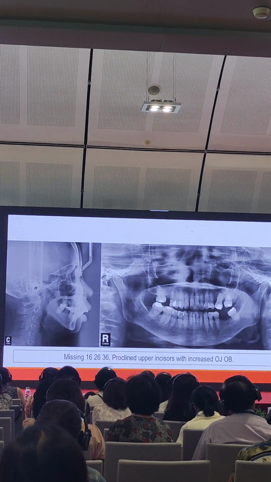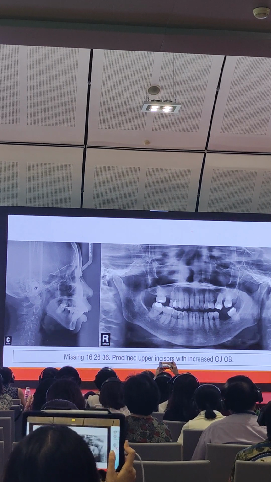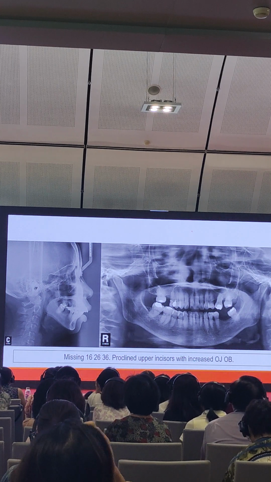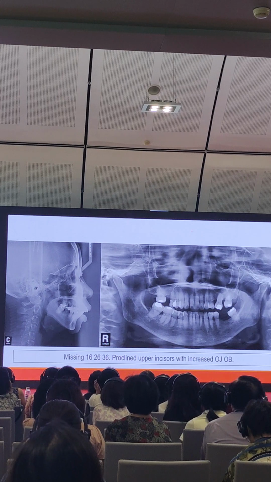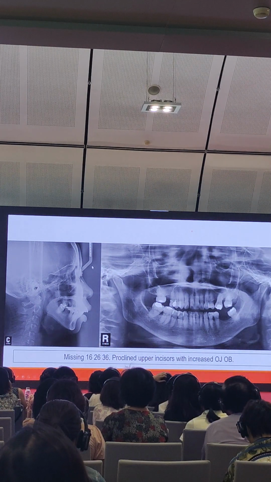But one thing is that she has some periodontal involvement. She came with a protrusive profile that she wants to improve, and also a proclined upper incisor with a large overjet, and also missing teeth. So she agreed to put implants in this area.